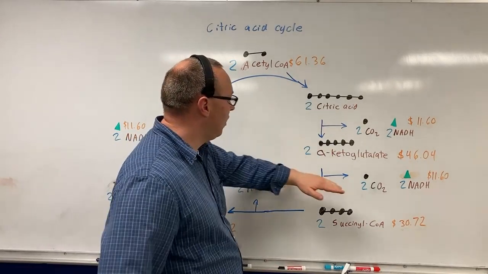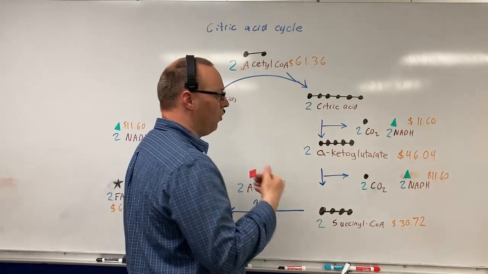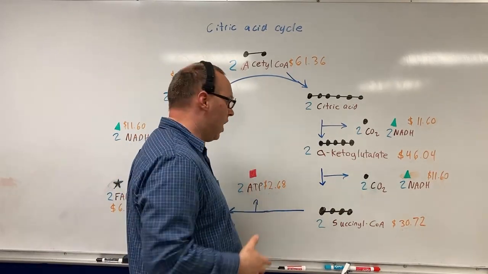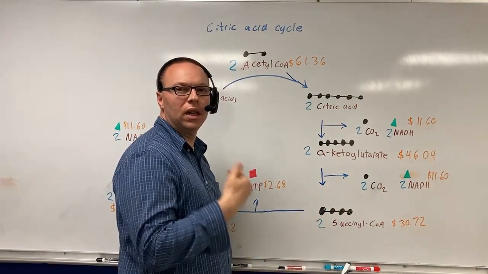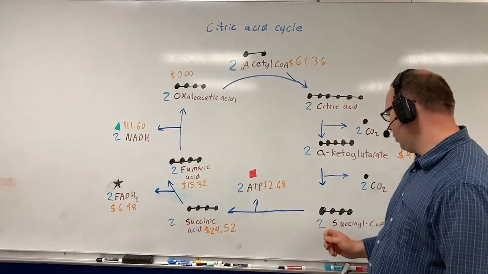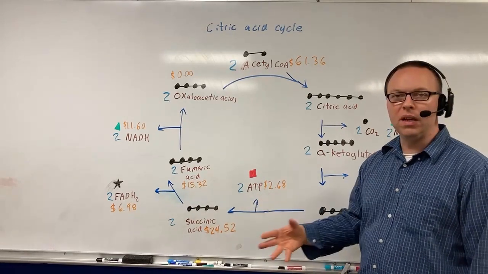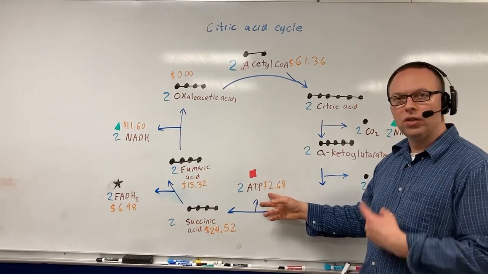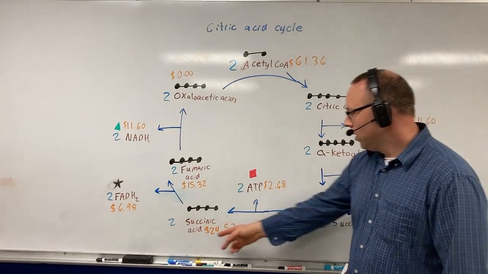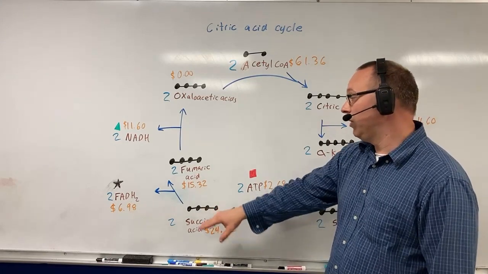And so now at this point in the cycle, we've gotten rid of all the carbon atoms from our original glucose. Now we just have to suck up as much energy as possible. Now that we have our Succinyl CoA, we're going to go into our Succinic Acid. And so we're going to release 2 ATP. We've stored another $2.68 worth of energy, but we've only got $24.52 worth of energy left in this molecule.